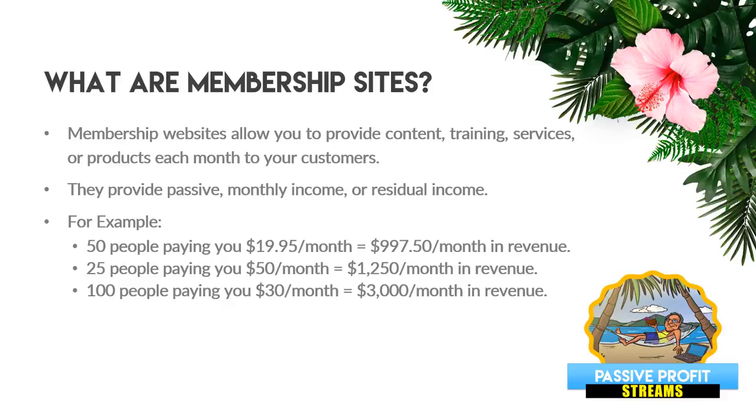For example, let's say you have 50 people and they're paying you $19.95 a month for a service or a product. That's almost $1,000 in revenue. Let's say you have 25 people paying you $50 a month. That's $1,250 in passive revenue. And again, let's say that you have 100 people paying you $30 a month for some type of service or product. That is $3,000 a month in revenue.